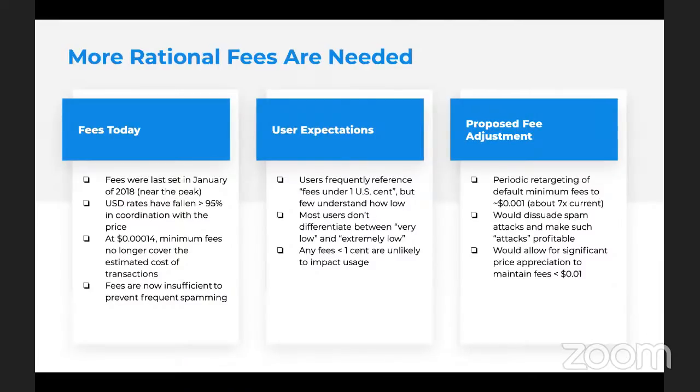All right, the last major issue that we brought up back in December that we wanted to address as part of this was the fees that are charged on the network. We argued that more rational fees are needed. Fees were last set back in January of 2018. That was near the peak price of Dash. And currently the minimum fee for a one input, one output transaction is around 1/100th of a penny. And that no longer covers the cost of a transaction. That is allowing frequent spamming on the network, and that affects our users.